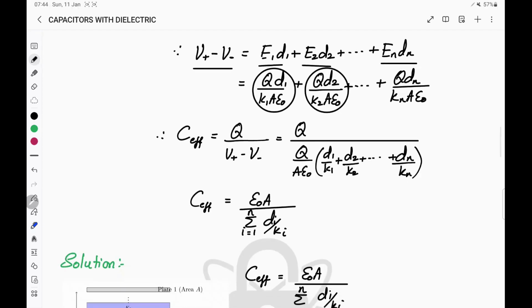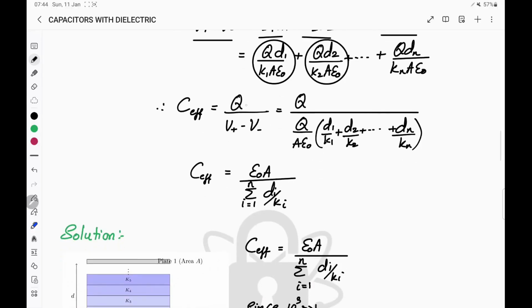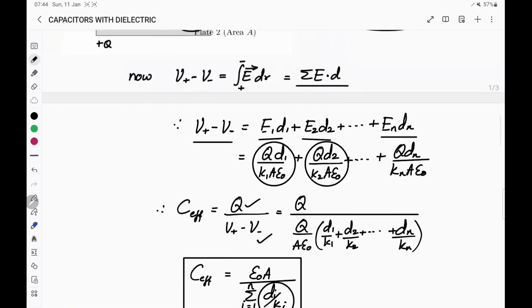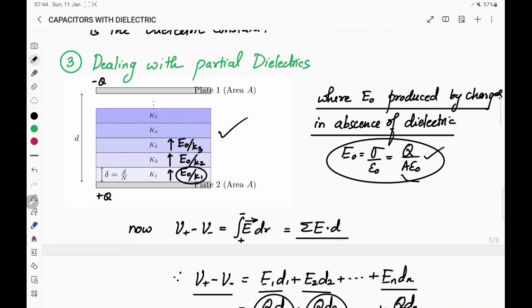Now, we will calculate the capacitance by the definition of capacitance. It is the charge on the positive plate divided by the potential difference between the plates. We have calculated both. We will substitute that, and we will see that the effective capacitance of a parallel plate capacitor with partial dielectrics would be epsilon naught A divided by the summation of all the D divided by K, where D will be the thickness of each dielectric and K will be the dielectric constant. So using this formula, we have the capacitance of this parallel plate capacitor system that is given in the question.